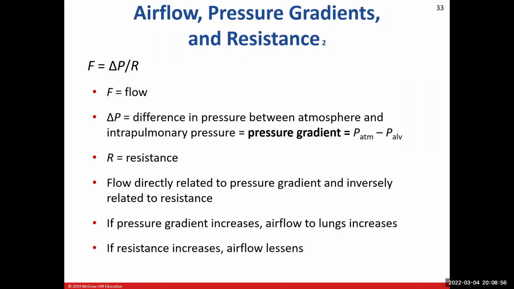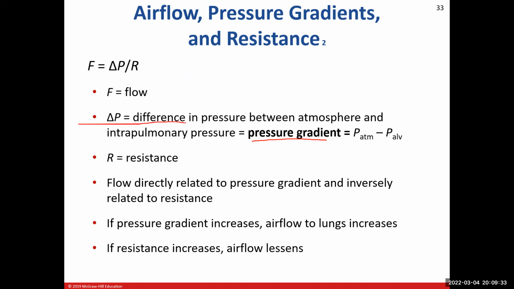Okay, so this formula should look familiar. Flow is equal to a change in pressure, or the pressure gradient, divided by resistance. The change in pressure, or delta P, is our pressure gradient, which is the difference in air pressures within your lungs and the atmospheric pressure, the pressure in the room or outside where you are. So that is a difference. We'll need both of those values.